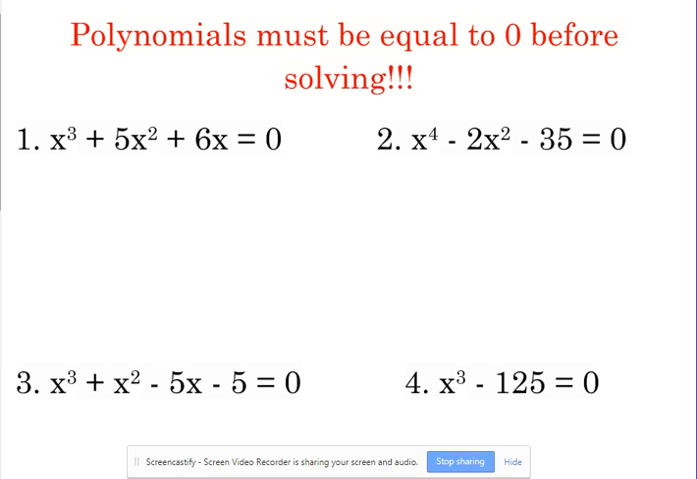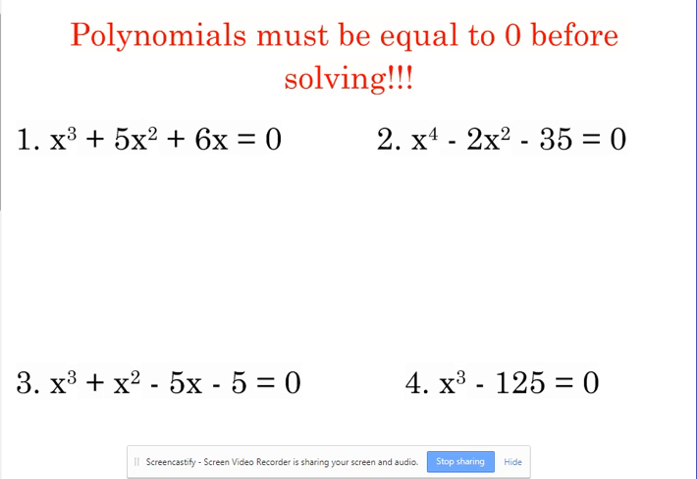Oh, this is on another worksheet. Hang on, sorry. Here it is. Aha. Sorry, here are the problems we're going to be working on.